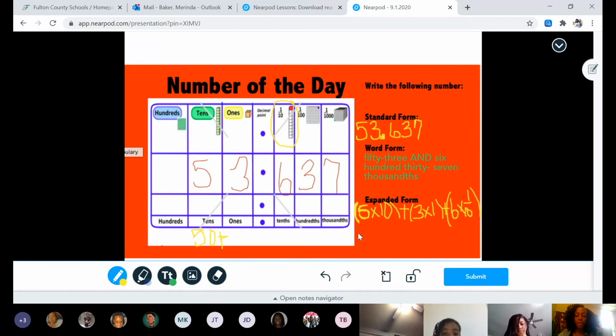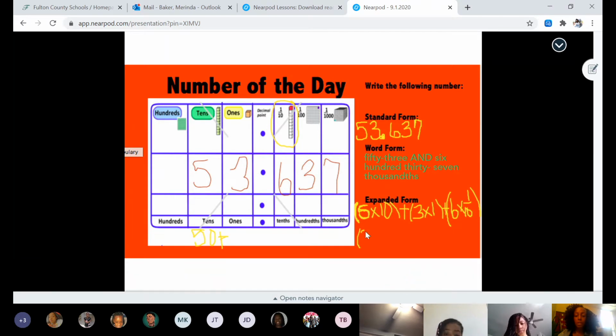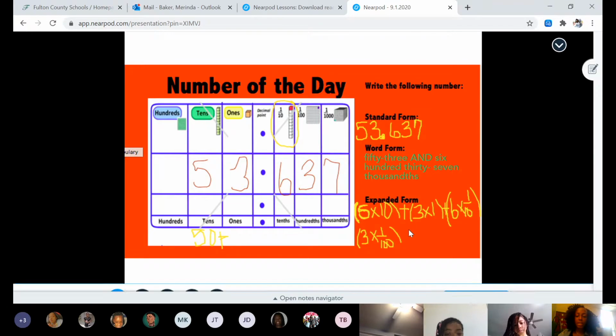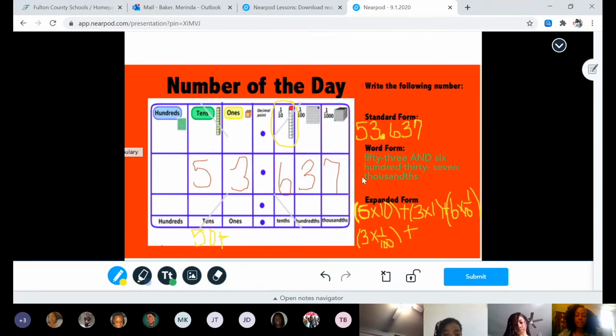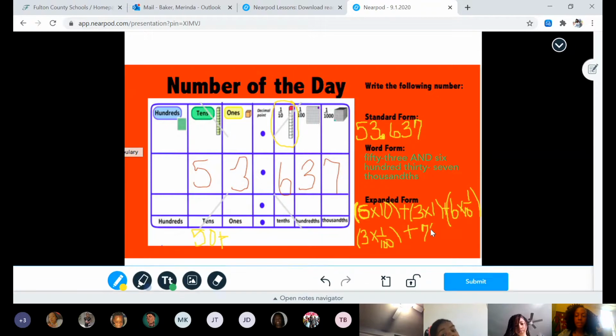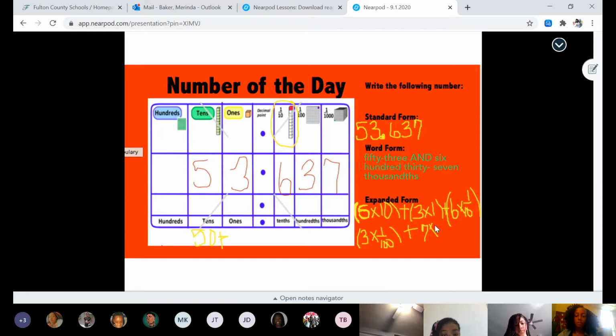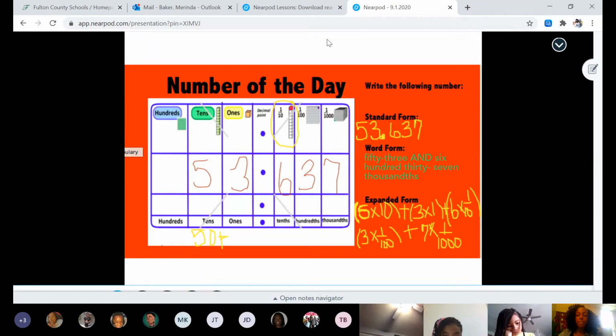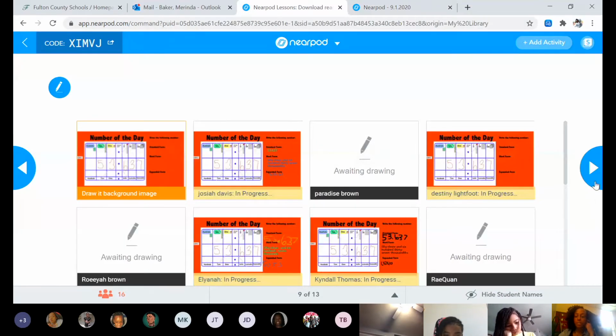Next, I'm going to come down here and add. I have a 3 in our hundredths place, so I have to write the equation 3 times 1/100. That gives us a value of 3 hundredths. And then lastly, I have a 7 in our thousandths place, so I'm going to add 7 times 1/1000. Remember, that's how we write expanded form. We're about to keep practicing that, so make sure that you're paying attention, guys.